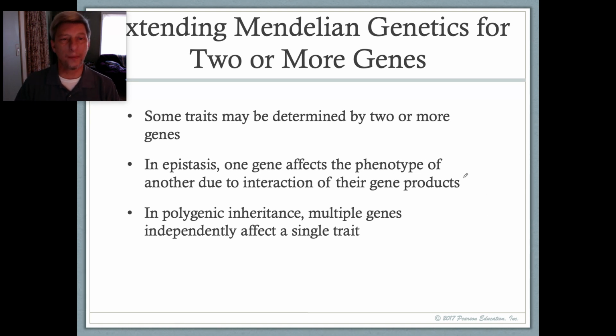Now, some traits may also be determined by two or even more genes. There's a term called epistasis, where one gene affects the phenotype of another gene due to interaction of their gene products. And then polygenic inheritance, where multiple genes affect a single trait. So let's talk about epistasis first.